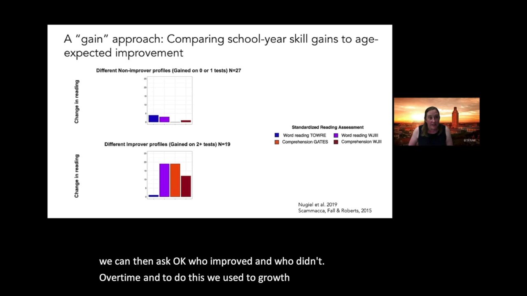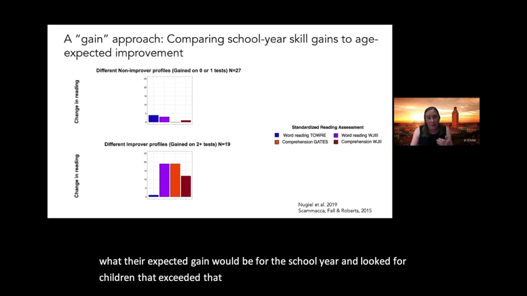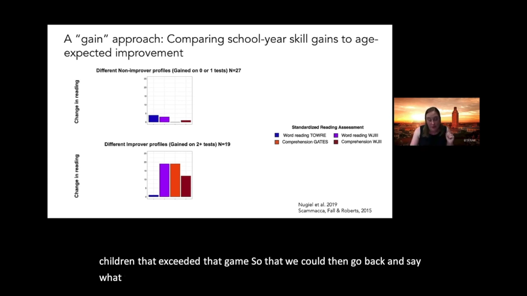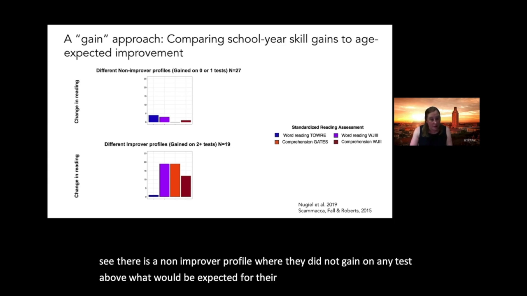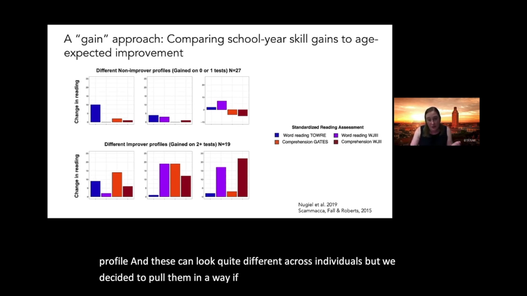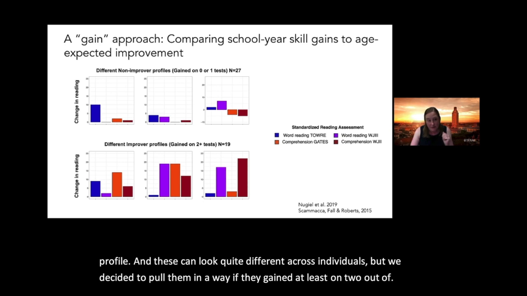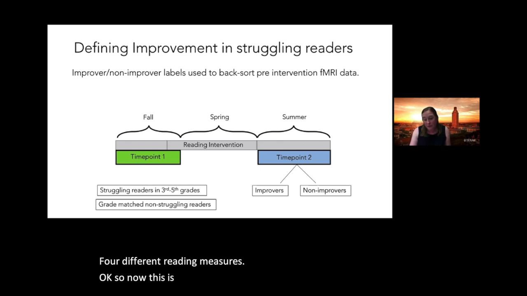So we looked at what their expected gain would be for the school year and looked for children that exceeded that gain, so that we could then go back and say what was different maybe in the brains of those children. And so you can see there is a non-improver profile where they did not gain on any test above what would be expected for their age, and then an improver profile. And these can look quite different across individuals, but we decided to pool them in a way if they gained at least on 2 out of 4 different reading measures. Okay, so now this is our label of improver and non-improver.